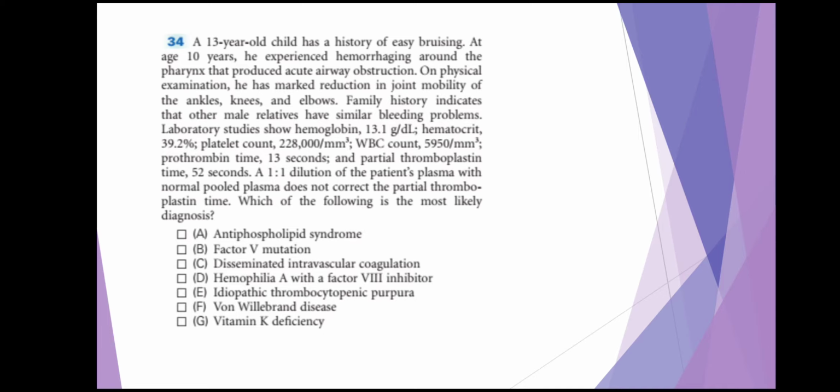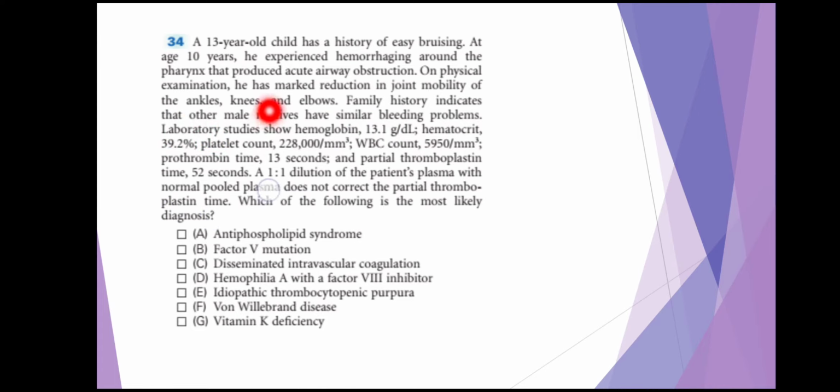Next question, a 13-year-old child, again a child. At the age of 10 years, he experienced hemorrhage around the pharynx. So there is deep-seated bleeding that produced acute airway obstruction. This is also common in hemophilia. There is deep-seated bleeding leading to hematomas. Sometimes these hematomas can form in the respiratory tract and cause airway obstruction. On physical examination, he has reduction in the joint mobility of the ankle, knees, elbow. So again there is a problem in the joint, and there is bleeding. Family history indicates that another male relative has similar bleeding problems.